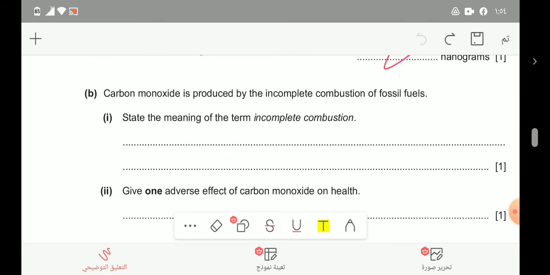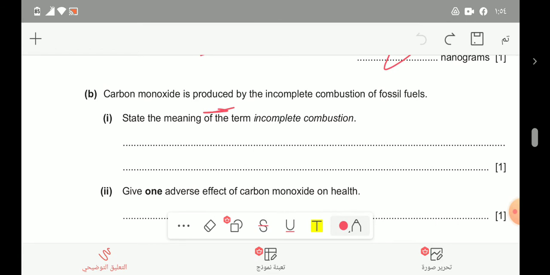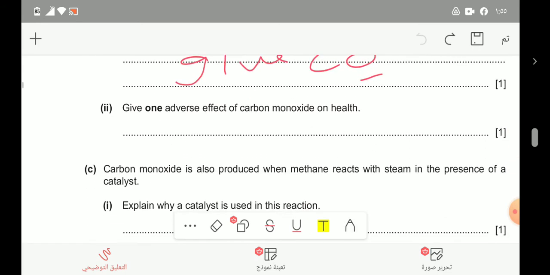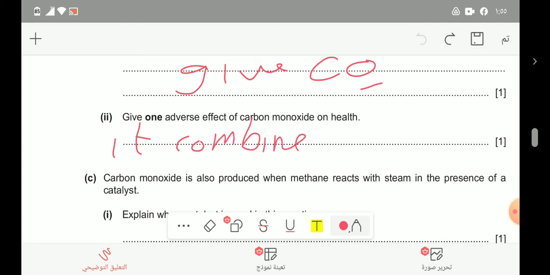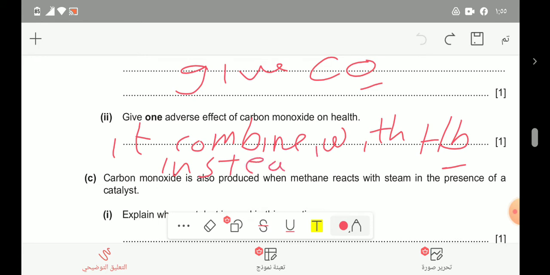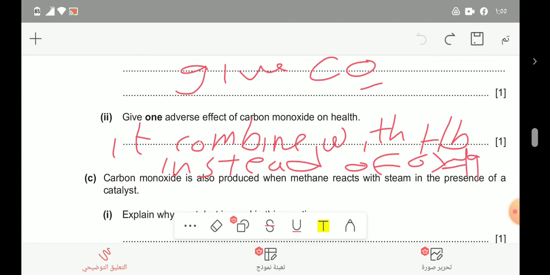Carbon monoxide is produced by the incomplete combustion of fossil fuels. State the meaning of the term incomplete combustion. Then give one adverse effect of carbon monoxide. It combines with hemoglobin instead of oxygen, so it will cause respiratory problems.